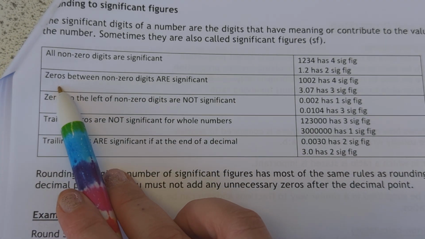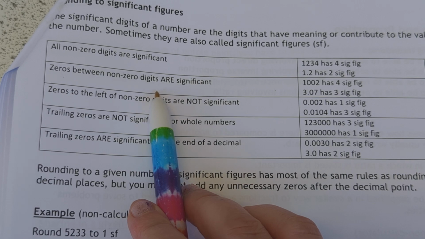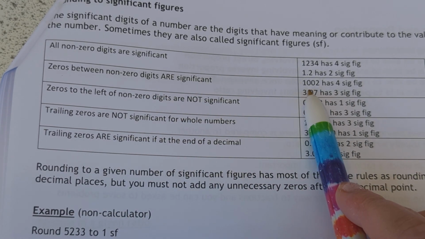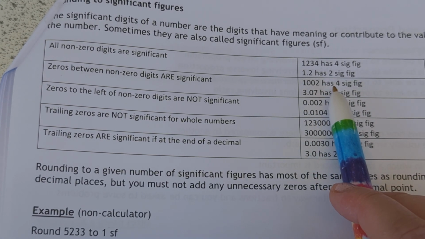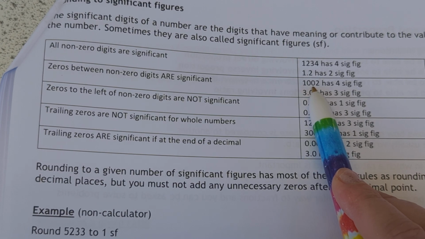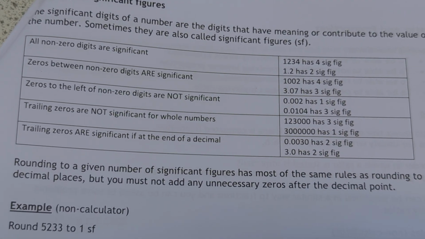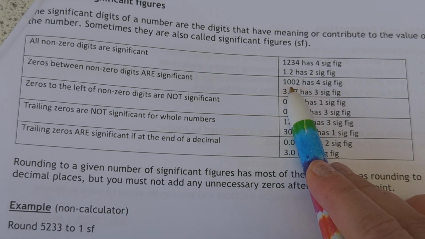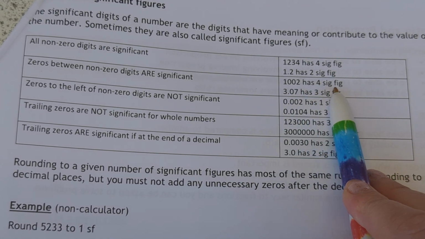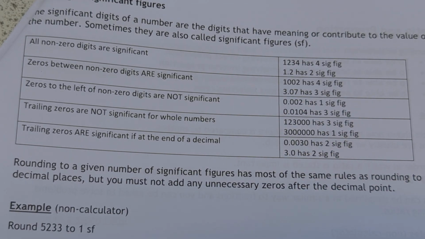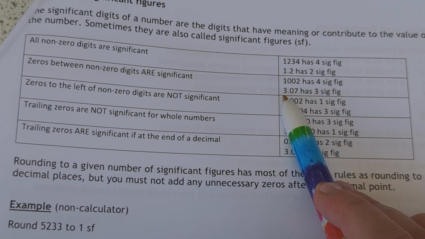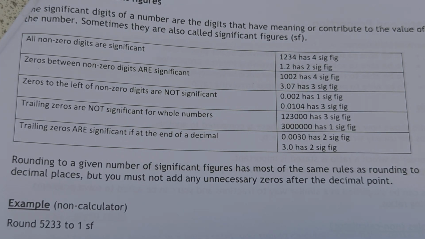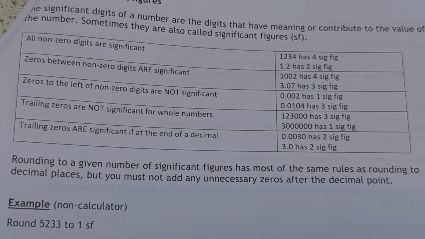Now, zeros between non-zero digits are significant. So what I mean by that is zeros that are sandwiched between 1s, 2s, 3s, 4s, 5s, 6s, 7s, 8s, or 9s are significant. It doesn't matter how many zeros there are. It could be a 1 and then 100 zeros, then a 2. All of those zeros would be significant. So 1002 has 4 significant figures because these zeros are in between non-zero numbers. 3.07 is said to have 3 significant figures because this 0 is sandwiched between a 3 and a 7. So zeros are significant when they are sandwiched between non-zero numbers.